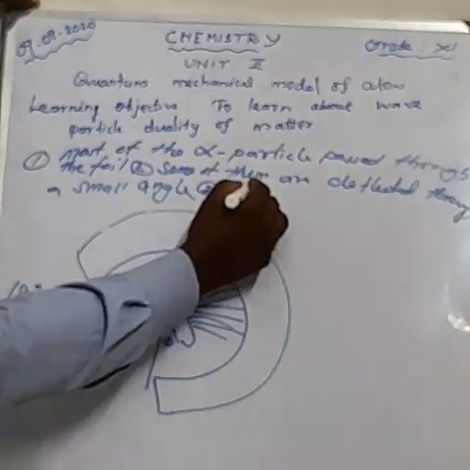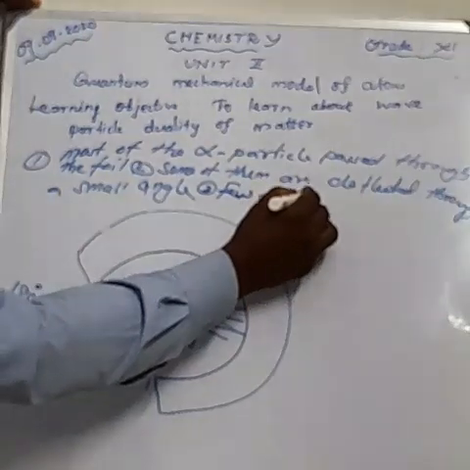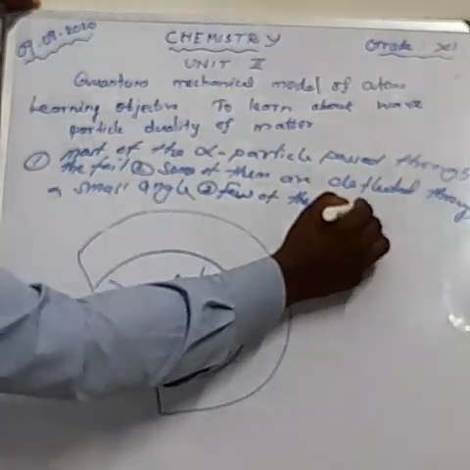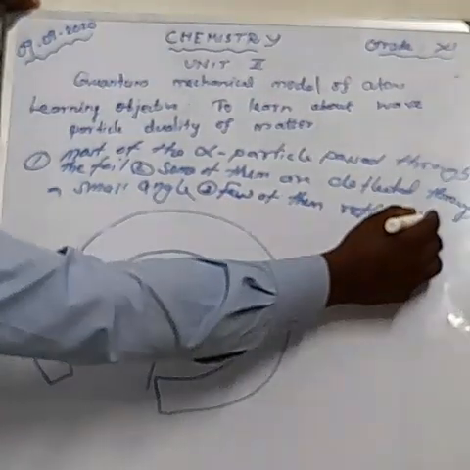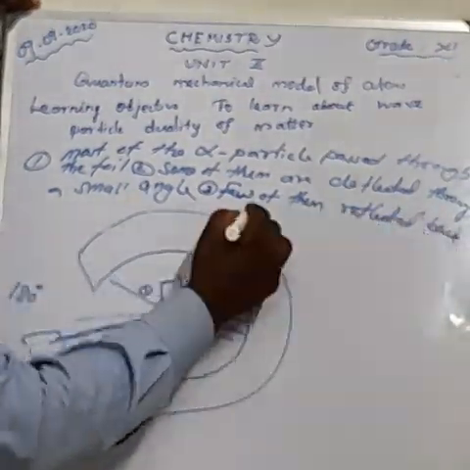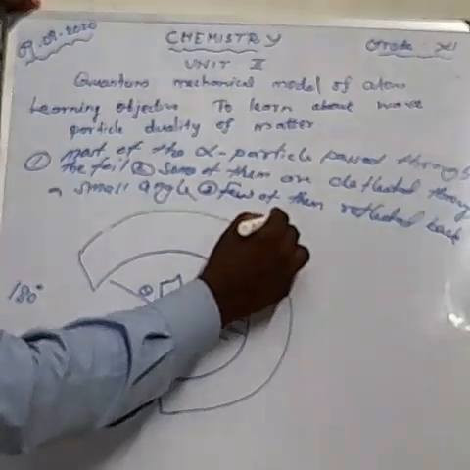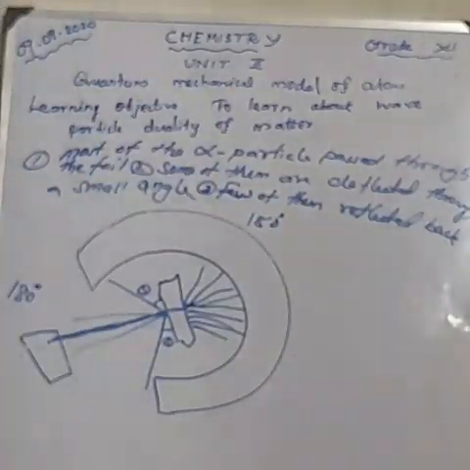Few of them reflected back by 180 degrees. These are the three important observations from the Rutherford experiment.